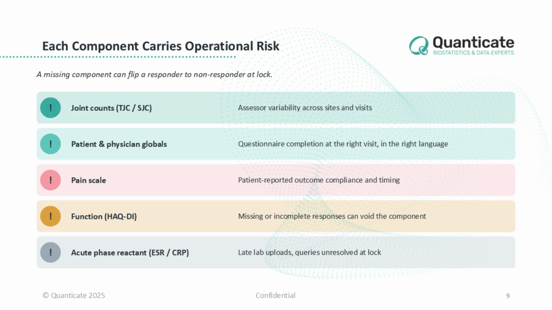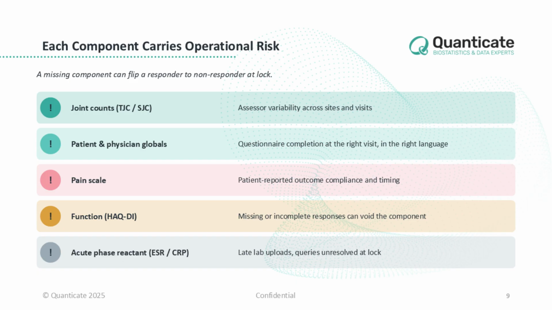If ACR is assessed at weeks 4, 8, 12, and 24, the components need to line up within the intended visit windows. Sites need consistent training for tender and swollen joint counts. Patient-reported outcomes need to be completed cleanly. ESR or C-reactive protein results need to reach the database in time to support endpoint classification.